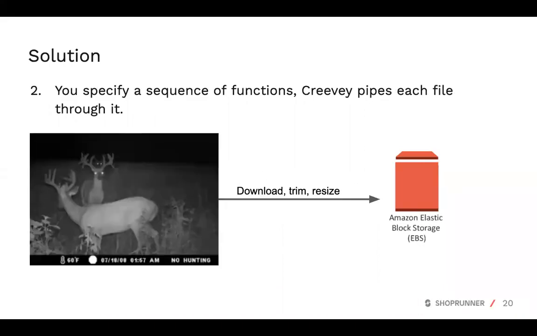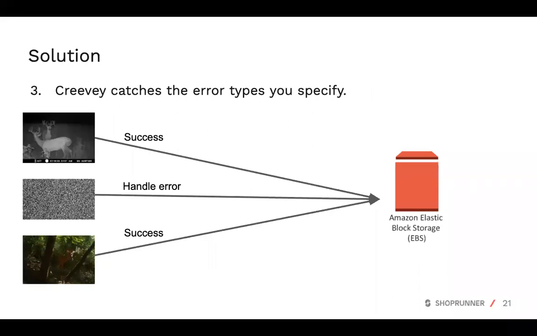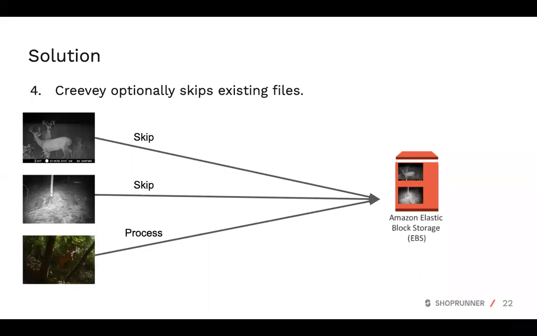Said you want to do everything in one pass. Creevey will do that for you. You just pass in a sequence of functions you want to apply, and Creevey will pipe each of your input files through that sequence of functions. Once you know what error types you want to catch, you just specify those error types, and Creevey will like do the try except and handle them. If you want it to, it'll skip any files that already exist and just move to ones that aren't already there. Or you can tell it, don't do that, and then it will overwrite any existing files.